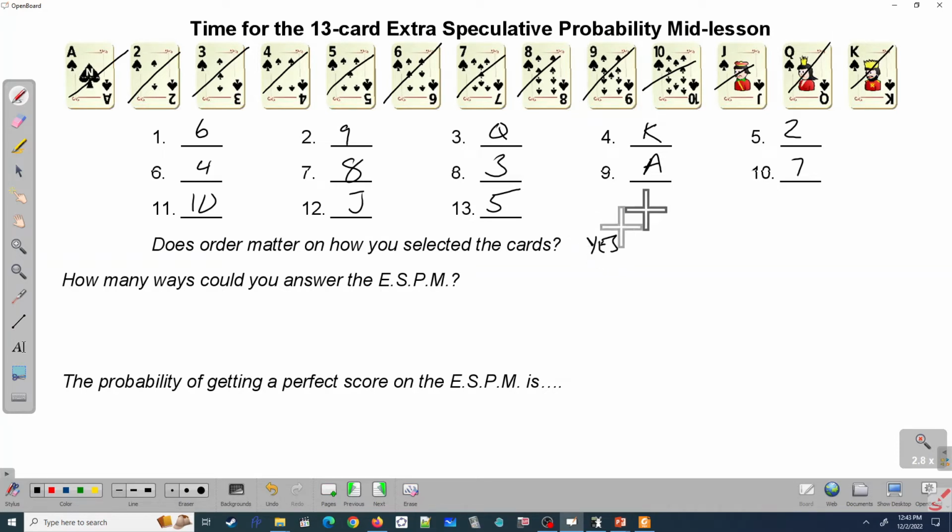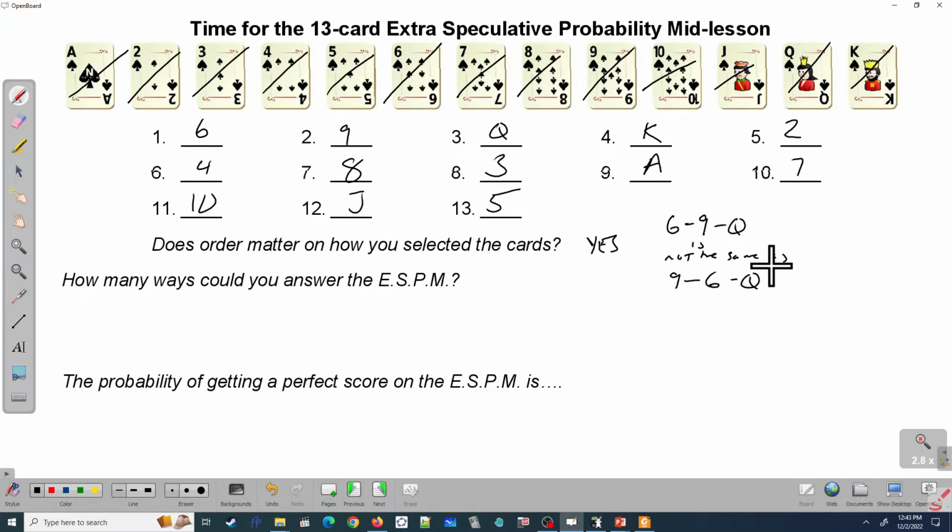Because if you go, and let's just keep it simple, a 6 followed by a 9 followed by a queen is not the same as if I would have gone 9, 6, queen. I could have had 3 through 13 right, but if I had 6 and 9 wrong, I have not actually gotten a perfection on this particular extra speculative probability mid-lesson.